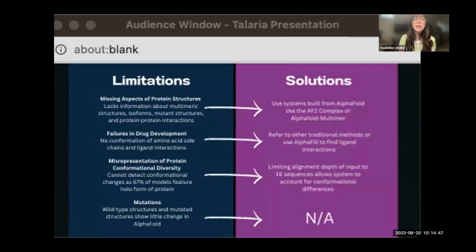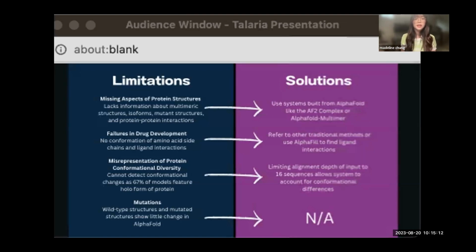And finally, the last limitation I have to discuss is mutations, because AlphaFold does not predict mutations in proteins in a variety of scenarios. And so wild-type structures and mutated structures show very little differences when displayed in AlphaFold, which is a very big problem considering that we need to detect these mutations in a variety of disease research.